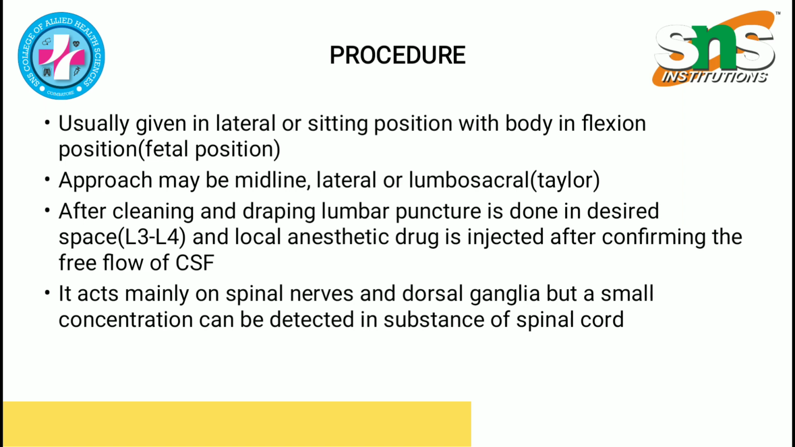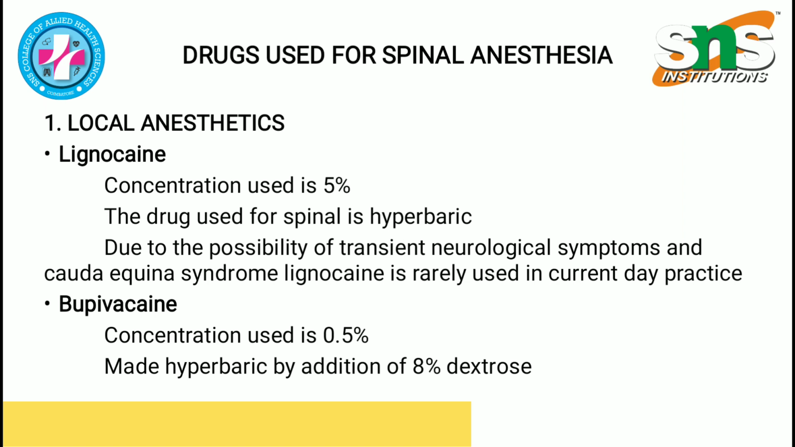It acts mainly on spinal nerves and dorsal ganglia, but a small concentration can be detected in the substance of the spinal cord. Drugs used for spinal anesthesia include local anesthetics. Example, lignocaine. Concentration used is 5%. The drug used for spinal is hyperbaric. Due to the possibility of transient neurological symptoms and cauda equina syndrome, lignocaine is rarely used in current day practice.